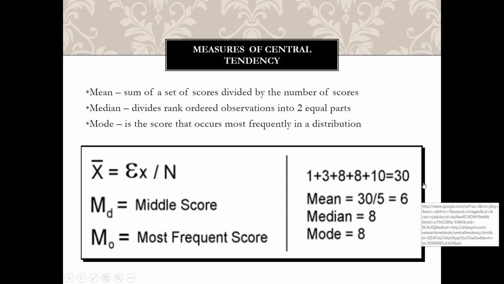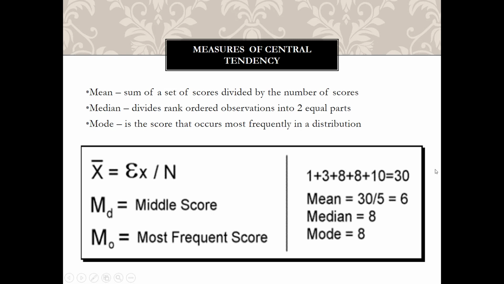So if we look at this data, 1, 3, 8, 8, 10, we have 5 scores there that total 30. So the mean is 30 divided by 5, which is 6. And the median is the middle. So that's your 8. And the mode is the only one that occurs twice. So that's also an 8.